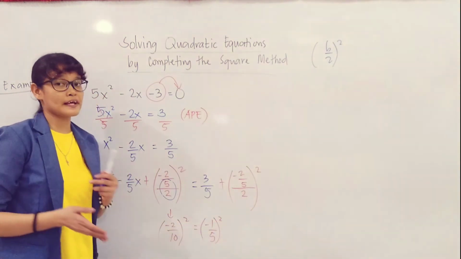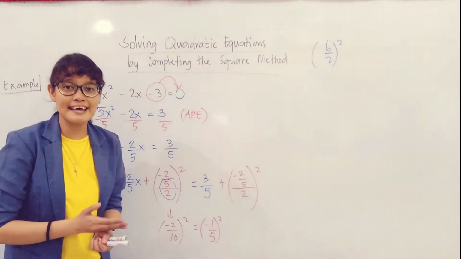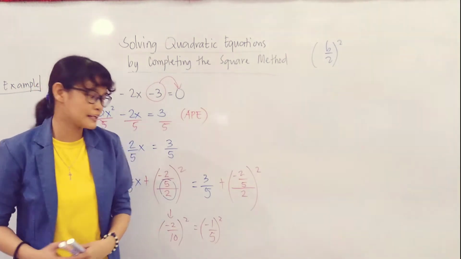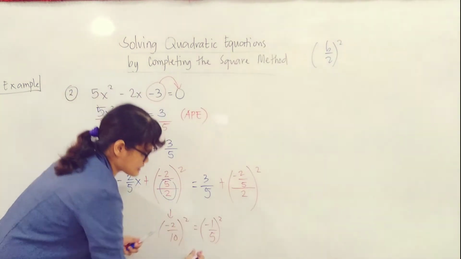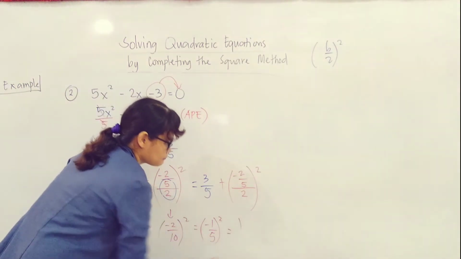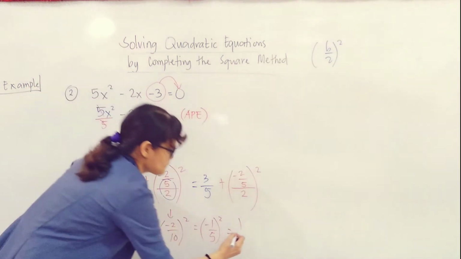So, what is the square of negative 1 over 5? Again, how do you get the square of a fraction? Square both the numerator and the denominator. So, what is the square of negative 1? It is negative 1 times negative 1. Positive 1. And lastly, 5 times 5 is equal to 25.